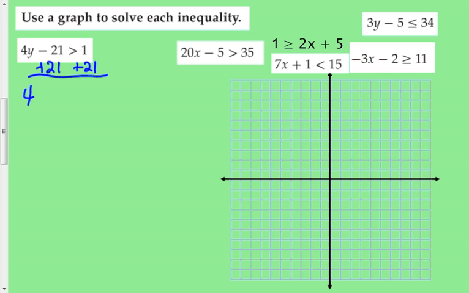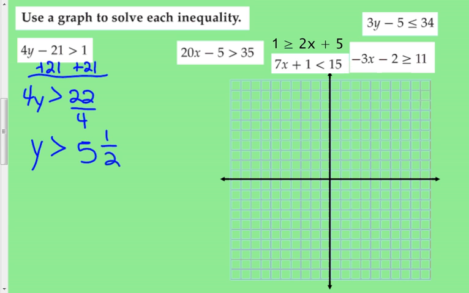And you're going to get 4y greater than 22. Divide by 4. You're going to end up with y is greater than... Change this to a mixed number so it'll be easier to graph. 4 goes into 22 5 whole times with 2 fourths left, which is the same as 1/2. So it's y is greater than 5 1/2.